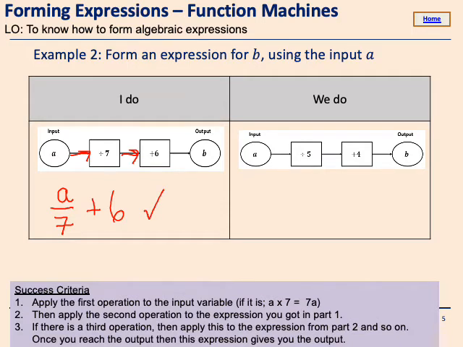So pause the video and give yourselves 30 seconds to try and solve the we do. Use the success criteria if you need.